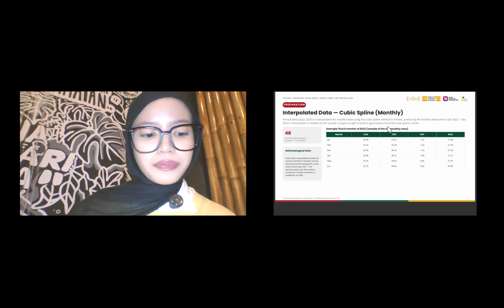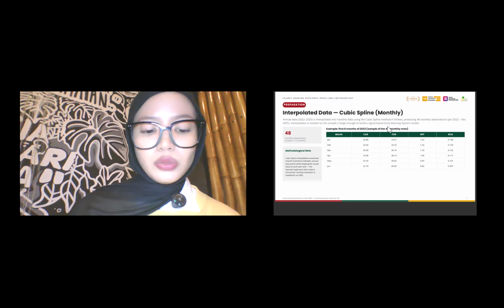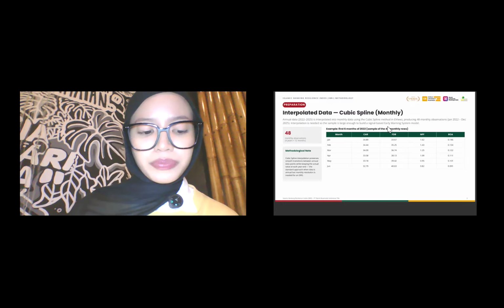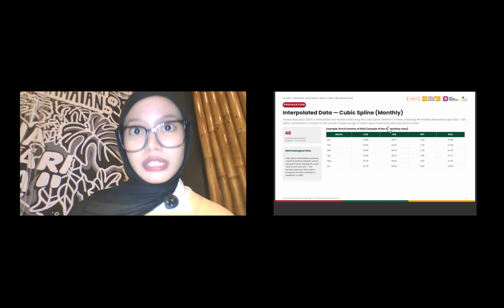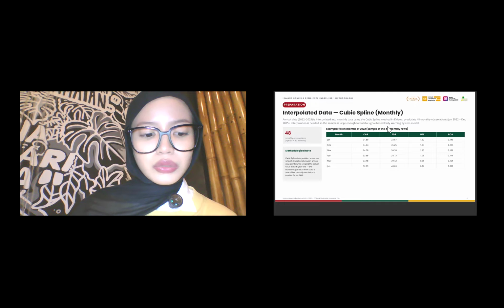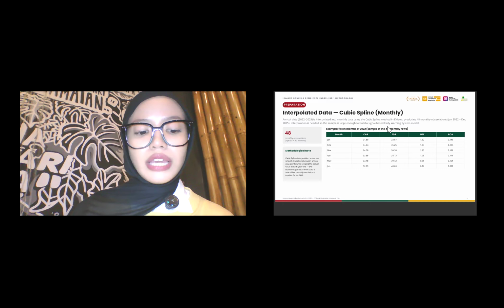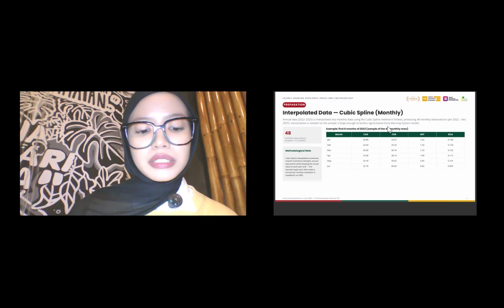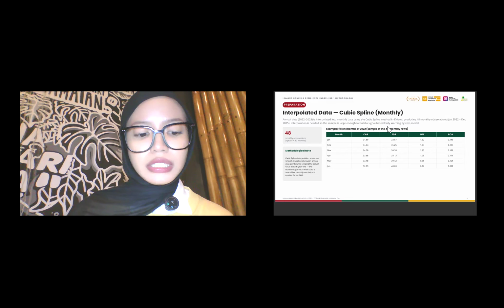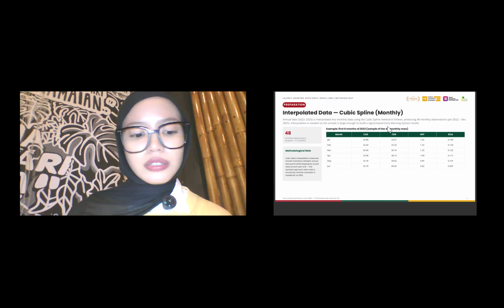So next. Since the original data is annual, we need more observations to build an early warning system. Therefore, we convert the annual data into monthly data using the cubic spline interpolation method in EViews. This process produced 48 monthly observations from January 2022 till December 2025. The cubic spline method creates smooth transitions between annual observations while preserving the original yearly values.